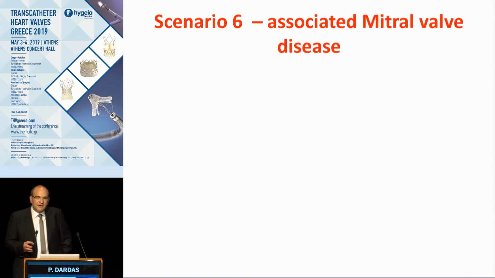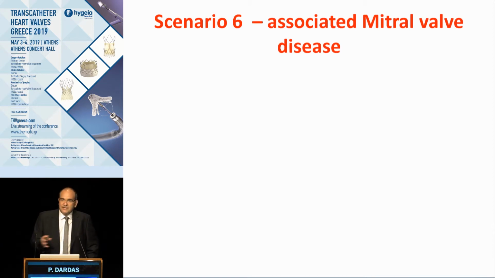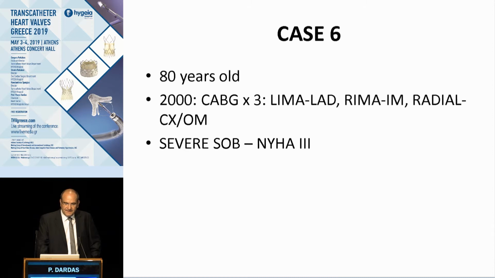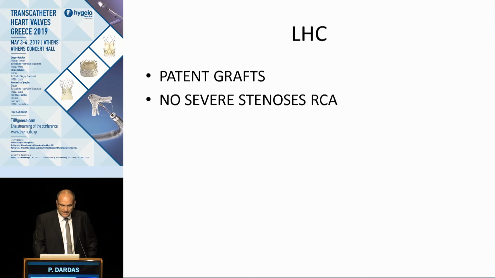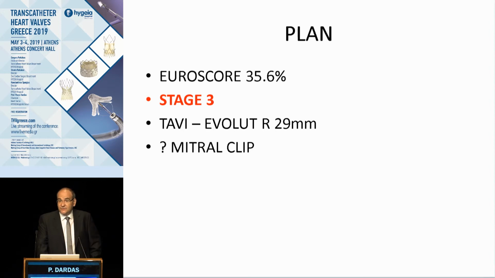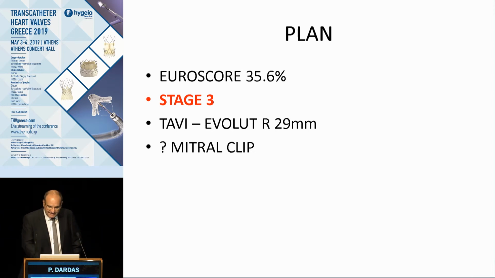And the last scenario is when the patient has got multivalvular disease. This is a potentially decompensated patient as well. So this is a case of an 80-year-old gentleman who had a bypass operation some years ago, and he presented with severe breathlessness. And his echocardiogram showed inferior hypokinesis with moderate LV function, severe aortic stenosis, valve area 0.64, and also severe ischemic mitral regurgitation with severe pulmonary hypertension. His coronary angiogram showed patent grafts and no severe stenosis in the right coronary artery, which was not grafted before. And he was stage 3 according to previous classification. We opted for TAVI and then decide what to do with the mitral regurgitation after TAVI.